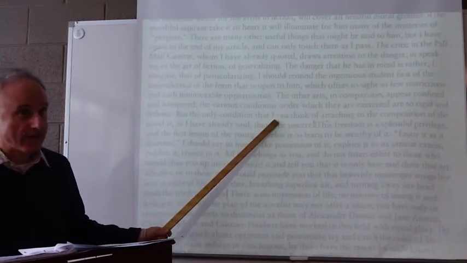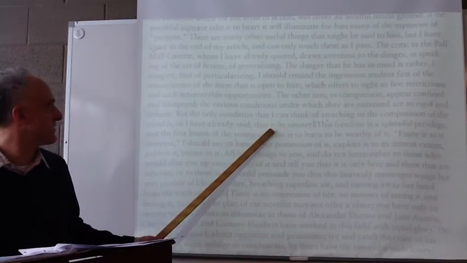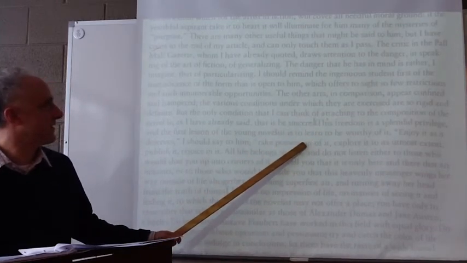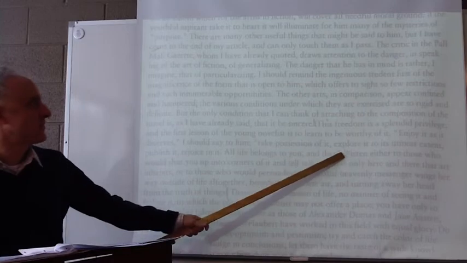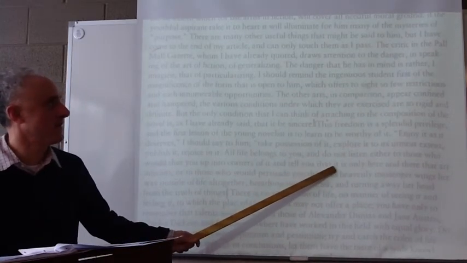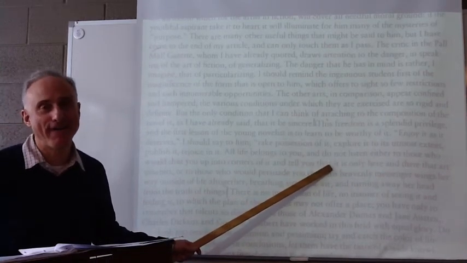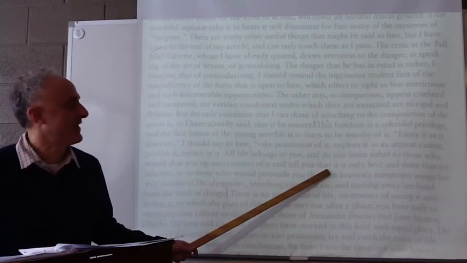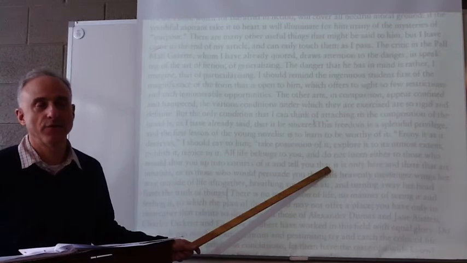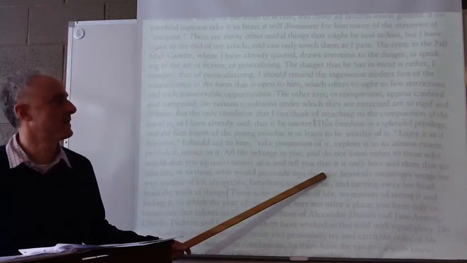But I think here's where he contradicts himself. There's a question on this. The only condition that I can think of attaching to the composition of the novel is that it be sincere. This freedom is a splendid privilege. Here's where he contradicts. Do not listen to those who would shut you up into the corners of it and tell you that it's only here or there that art inhabits. He's telling them where art inhabits and freedom, but he says don't listen to these people who tell you that there's a certain way to write a good novel. He's kind of saying that, so he's sort of contradicting himself.